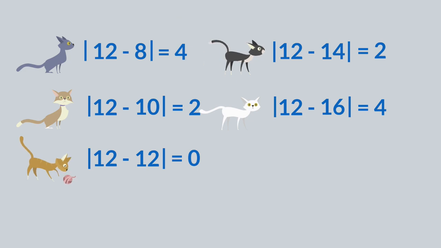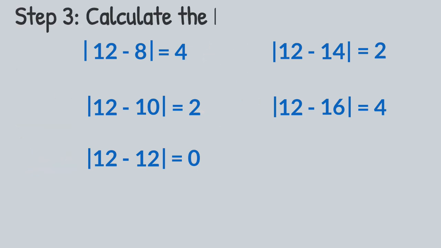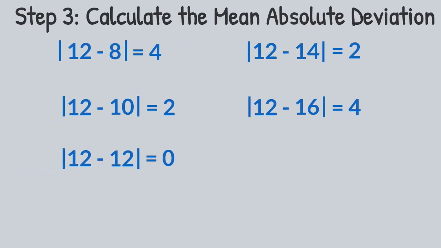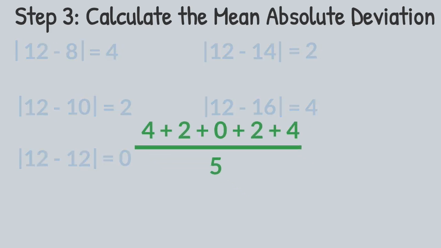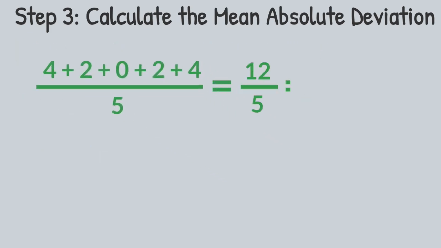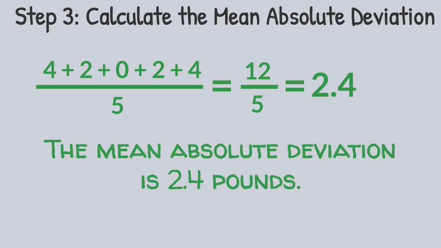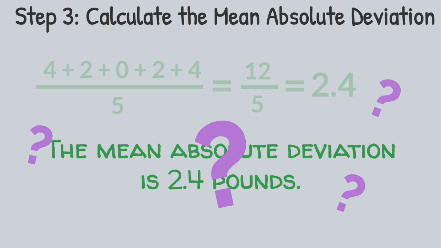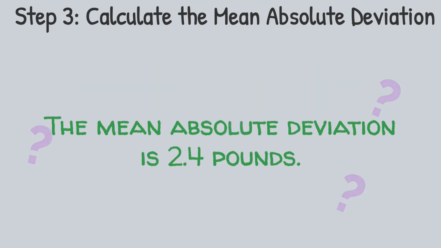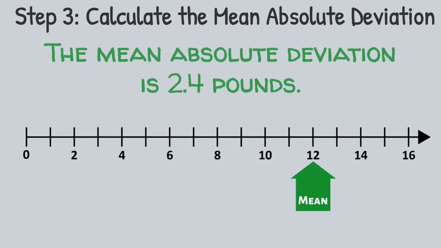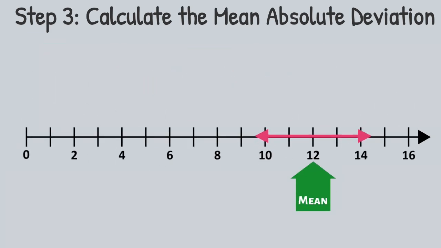Because we want a single number to represent the sample, we calculate the mean of these values, the mean absolute deviation. We are taking the mean of the absolute deviations. The mean absolute deviation is 2 4/10 pounds for this group of cats. Great! So, what does a MAD of 2.4 pounds mean? On average, each cat's weight is about 2 4/10 pounds from the mean.